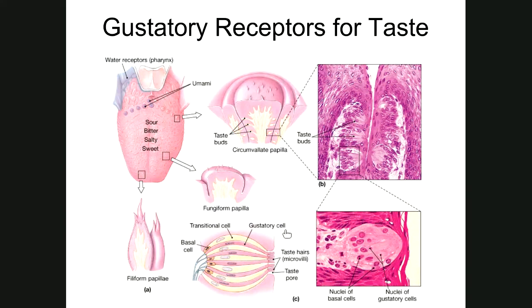Gustatory cells. Okay, those are the cells for taste. It says 40 to 50 per taste bud. Each cell contains hair-like processes called microvilli or taste hairs, and there they are sticking out of the taste bud, the microvilli taste hairs. These cells are replaced about every 10 days, and that's true.